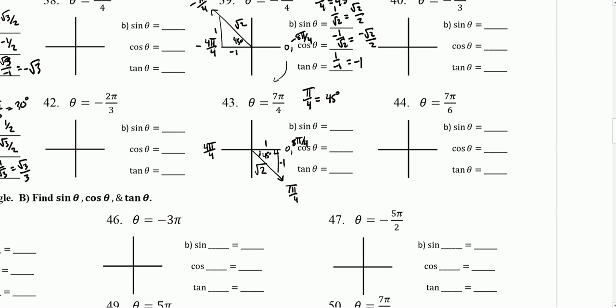Sine is opposite over hypotenuse. Multiply top and bottom by √2 to get -√2 over 2. Cosine is adjacent over hypotenuse, which we get √2 over 2. And tangent is opposite over adjacent, which reduces to -1.